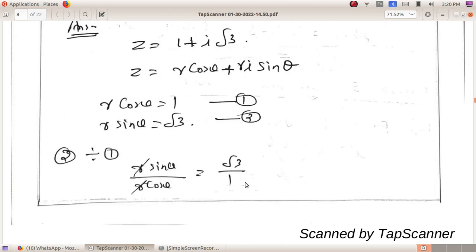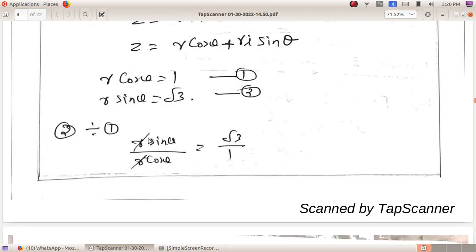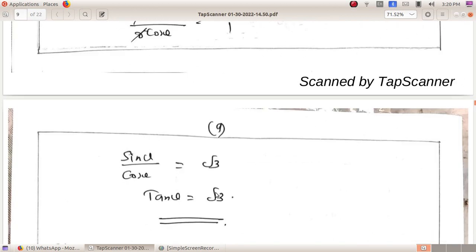Question number 1 and 2. You divide this 2 by 1. Okay, 2 divided by 1 is what? r sin theta by r cos theta, that is root 3 by 1. So r can be cancelled, sine by cos means tan, tan theta is equal to root 3. So you can stop here. Okay.